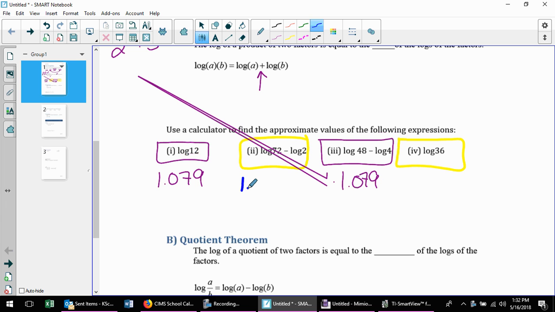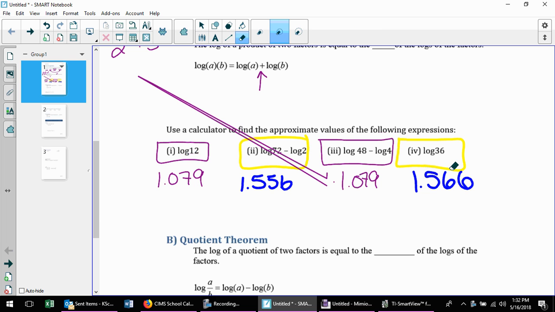So this one, if you did it in the calculator, is 1.556, and this one is also 1.556, yeah, sorry.